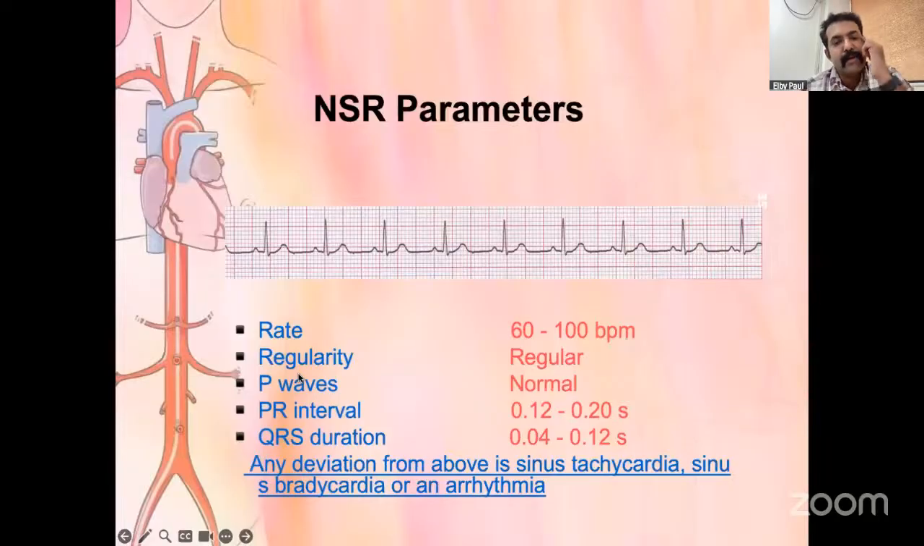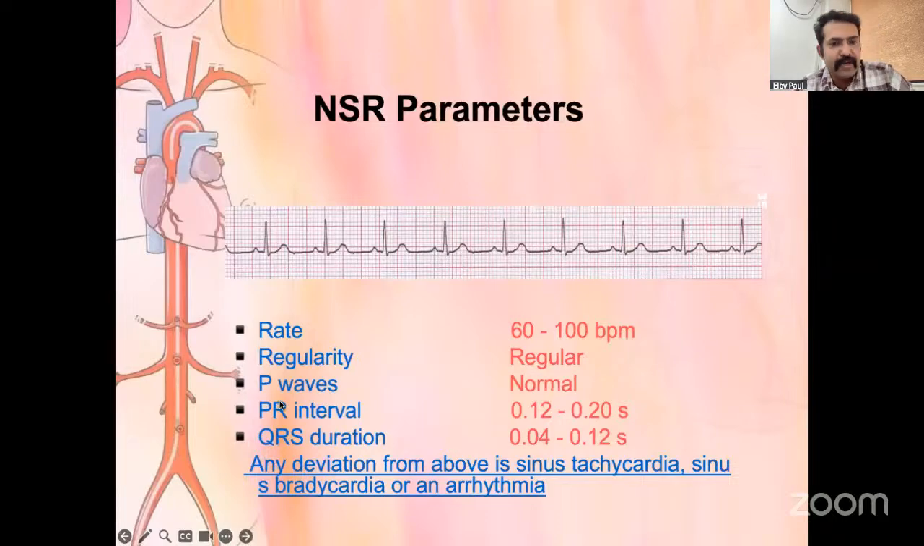Next, P waves. We have to check whether the P wave is present or not. See, this is the P wave. This is the P wave. This is the P wave. We can see all QRS complexes. We have a P before each of them. Okay, then the P wave is normal.